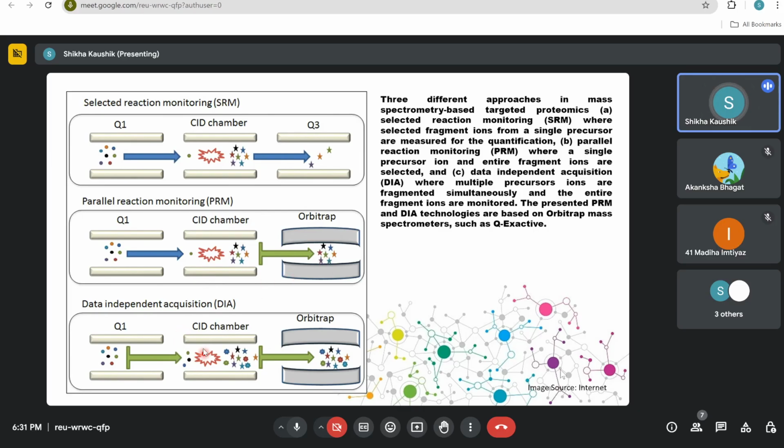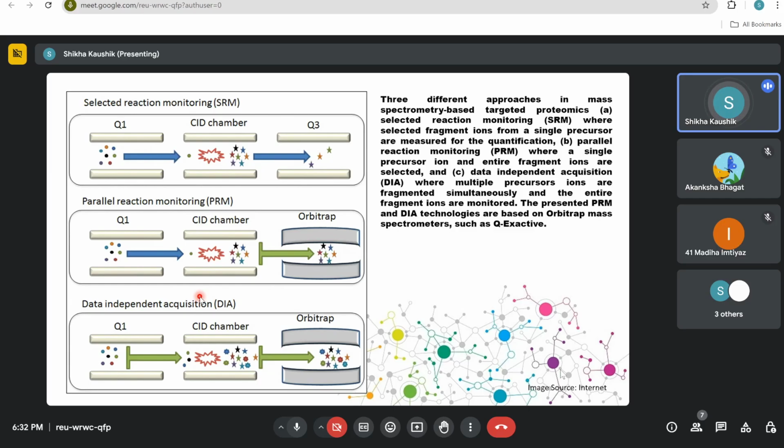Then you have data independent acquisition, which we have talked about previously. In data independent acquisition, we divide our data into some mass to charge range. And depending upon that range, we select our ions and send them for further fragmentation to study. So that is data independent acquisition, which is DIA. Clear? Any doubts so far?